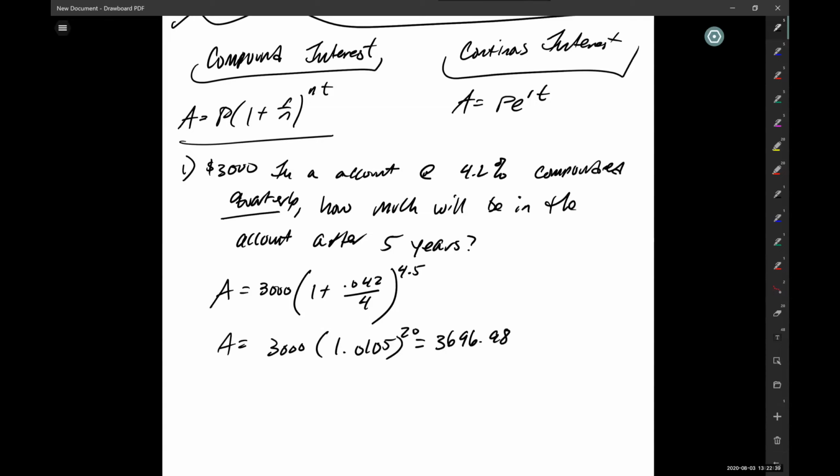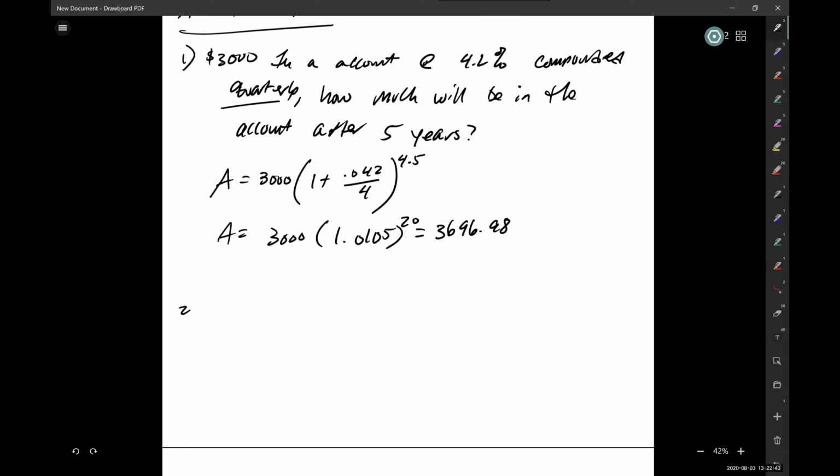There's the compound interest formula. The other question I can ask is to go backwards, which is, let's say we have $3,000 still at 4.2%. This time we're going to do it continuously. And the question we want to ask is, how long will it take to double?